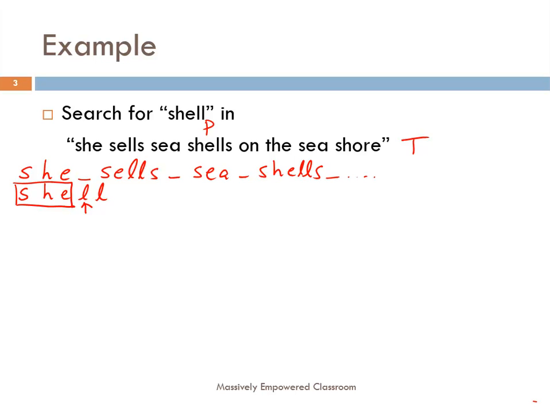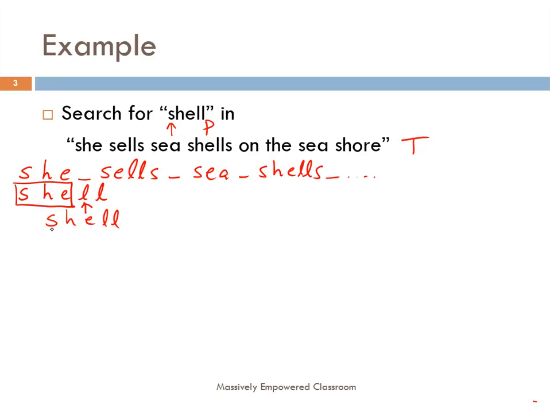So now what do we do? We need to look for another position in the text to start doing this comparison. In a smart algorithm, you might do something like, let's look for the next occurrence of S because the first letter of the pattern is S. Here we don't do anything like that. We simply advance it 1 position and I write "shell" here.